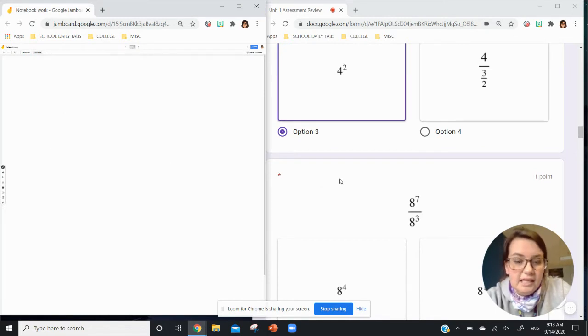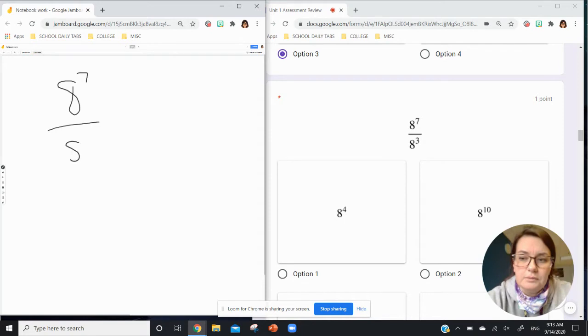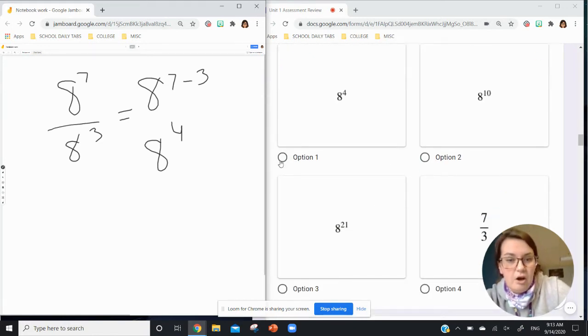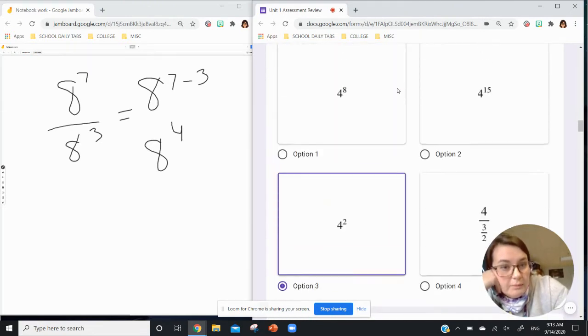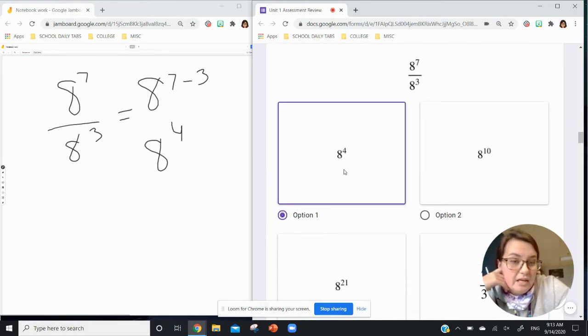Okay. Then, same thing here. It's still division. It has that fraction line. So we would subtract our exponents. If we subtract 7 and 3, we keep the base, but the new exponent should be 4. So that looks like it would be option 1. Remember, if we're multiplying, we add the exponents. If we're dividing, we subtract the exponents.